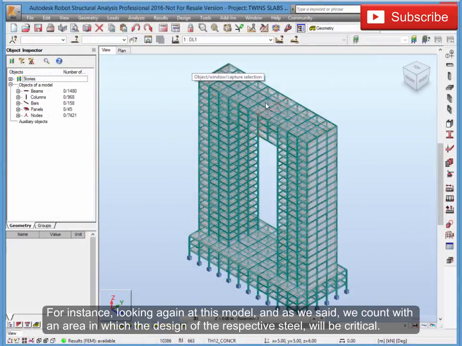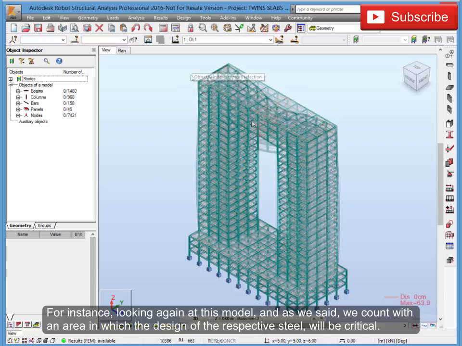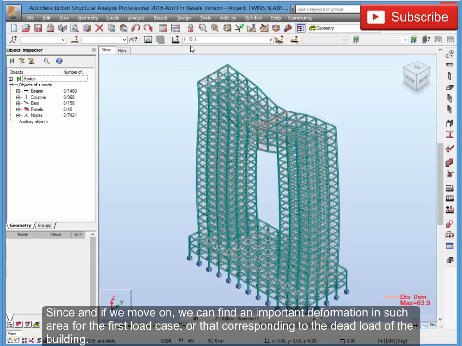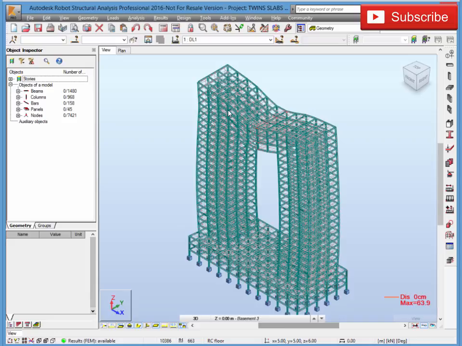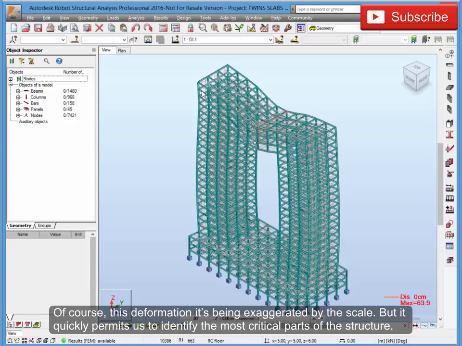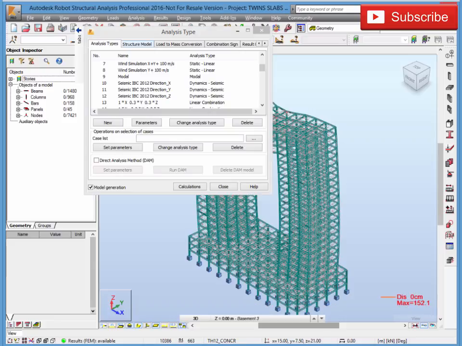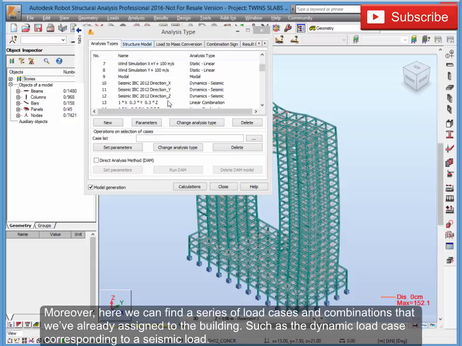For instance, looking again at this model, and as we said, we count with an area in which the design of the respective steel will be critical. Since if we move on, we can find an important deformation in such area for the first load case, that corresponding to the dead load of the building. Of course, this deformation is being exaggerated by the scale, but it quickly permits us to identify the most critical parts of the structure.